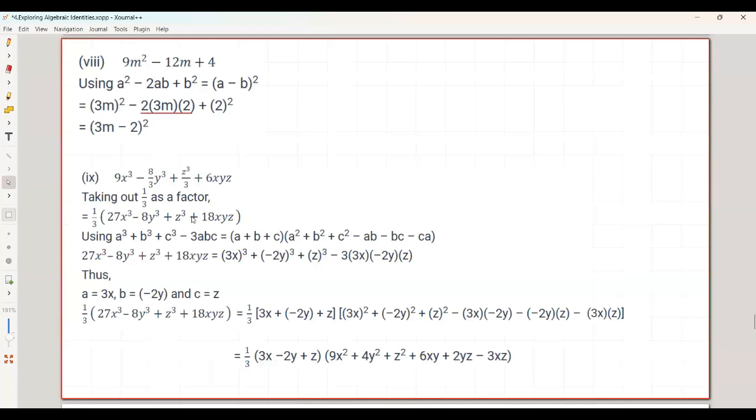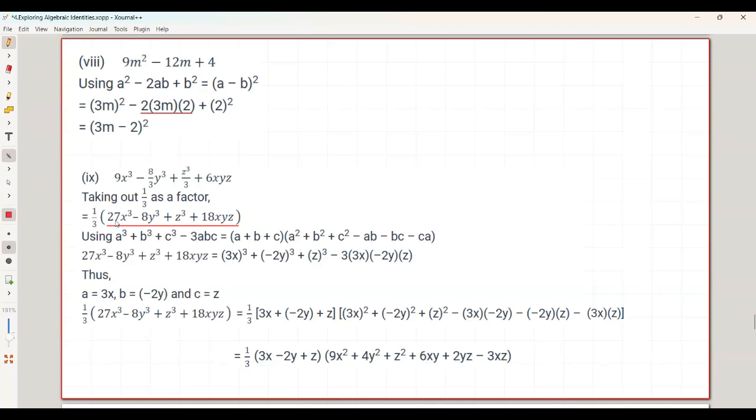Here also 3 is outside, z cube. Here there is no denominator, so we should multiply with 3. So 6 times 3 is 18. Now we can just compare. This is in the form of, for this, we can write it in the form of a cube plus b cube plus c cube minus 3abc format. We have to bring it.